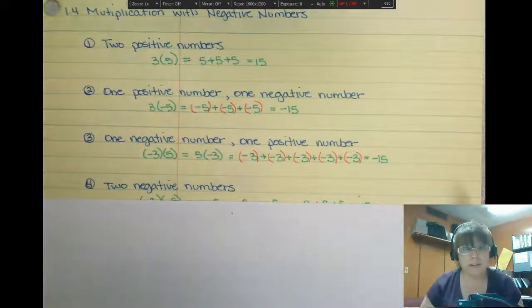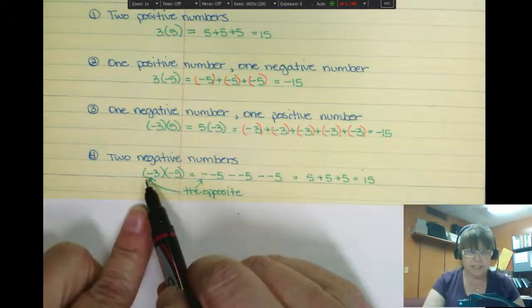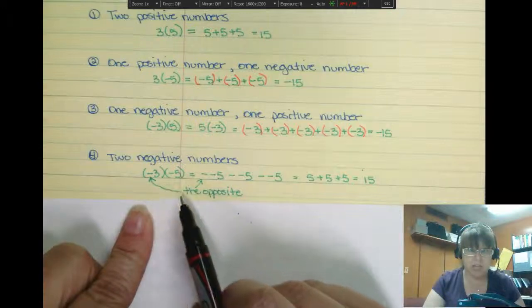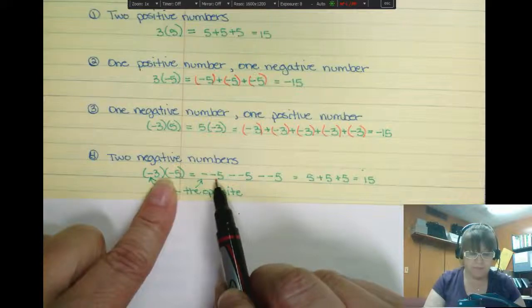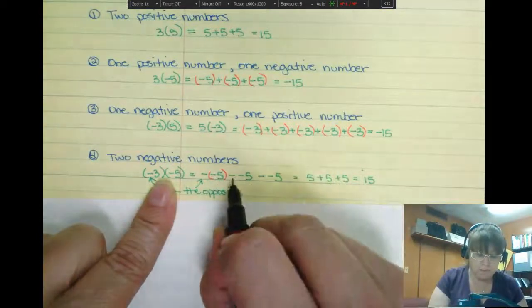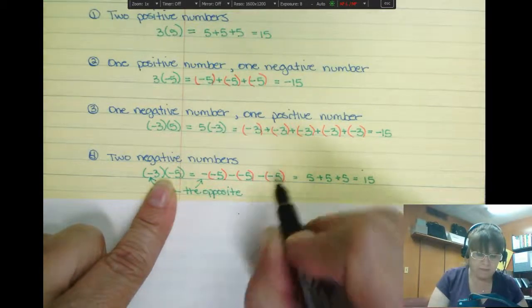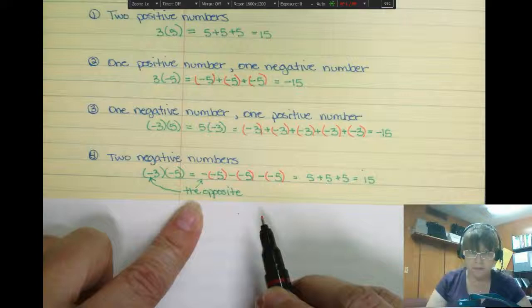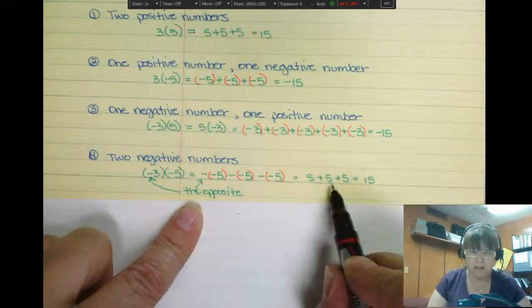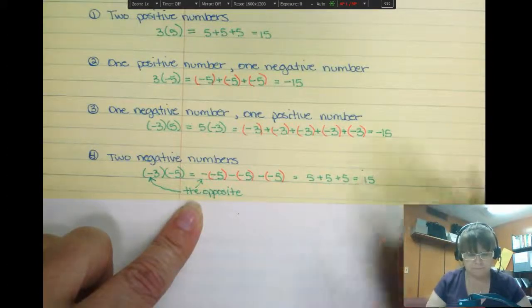Now what about two negative numbers? Negative 3 times negative 5. I'm going to use this first negative to mean the opposite. So the opposite of negative 5, the opposite of negative 5, the opposite of negative 5. And if we have the opposite of negative 5 three times, that means 5 plus 5 plus 5, which is 15, a positive 15.